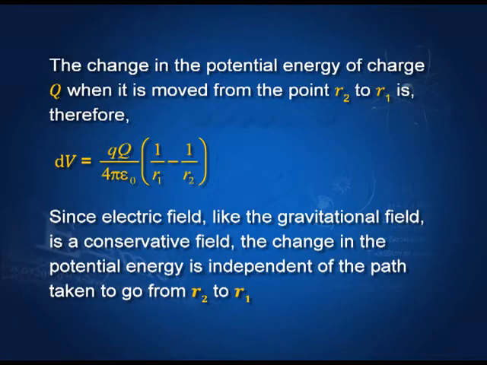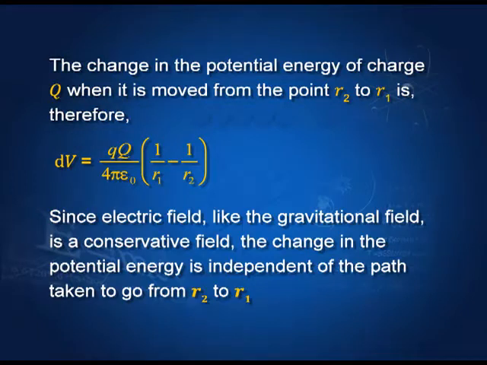So, the potential energy difference between points r1 and r2 is qQ by 4 pi epsilon 0 into 1 by r1 minus 1 by r2, and the change in potential energy is independent of the path from r2 to r1. The path can be any curve, but what matters is the difference in the potential energy. The path does not matter.